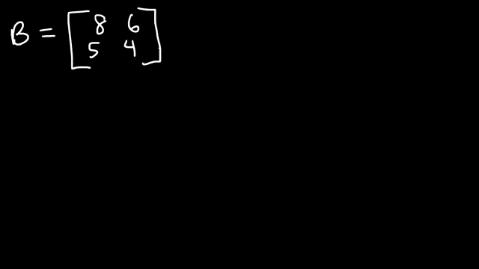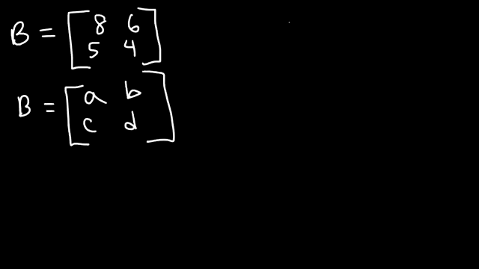Now it's your turn. So let's say if we have matrix B, and it's still a 2 by 2 matrix, let's say it's 8, 6, 5, and 4. Determine the inverse of matrix B, and then show that those two are definitely inverses of each other. So first, we need to realize that A is equal to 8, B is equal to 6, C is 5, D is 4.